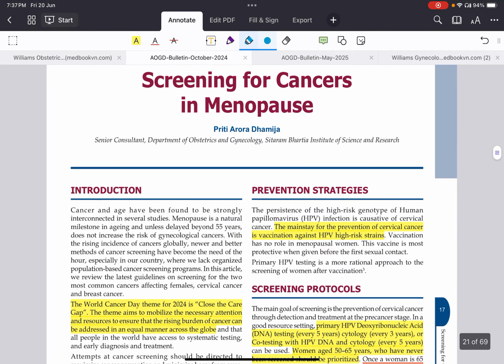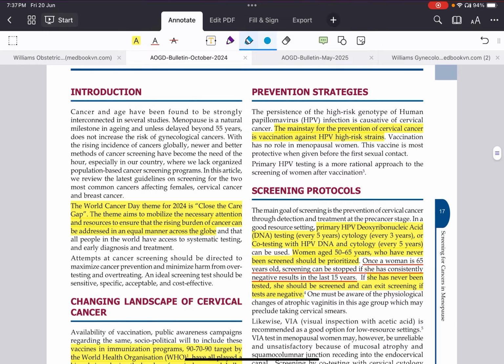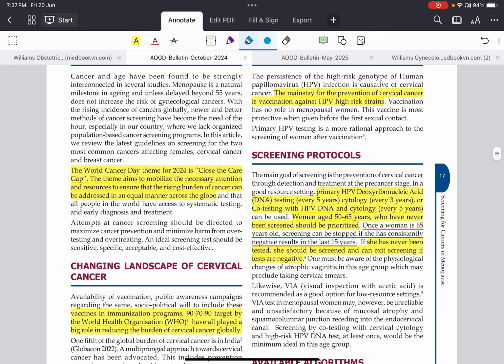The second topic of this bulletin is screening for cancers in menopause. Menopausal females are at risk of cancers, right? So what screening protocols should be done? Obviously we know HPV is the main culprit here, so it should be screened. Cytology every 3 years, and co-testing every 5 years should be done.